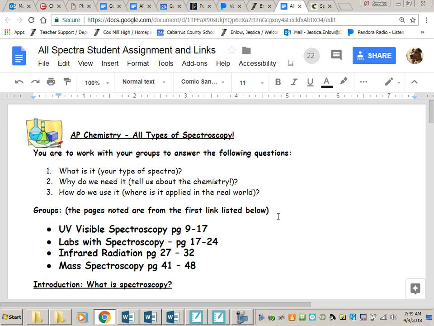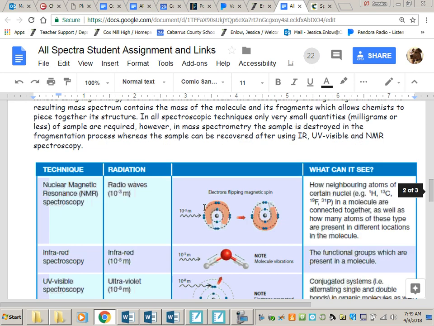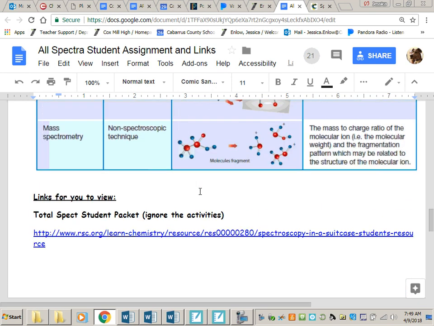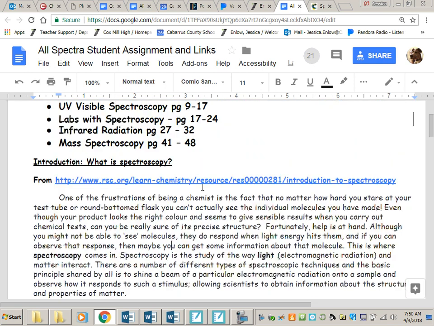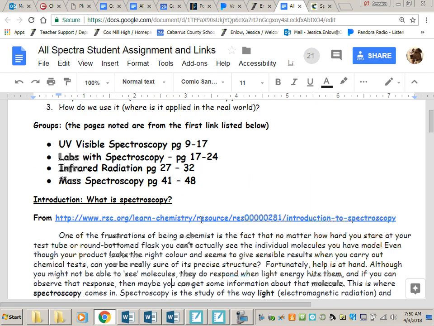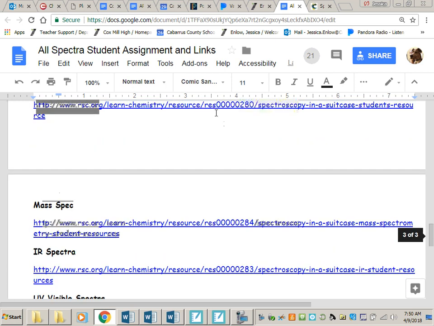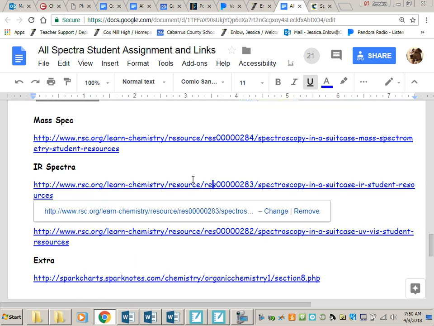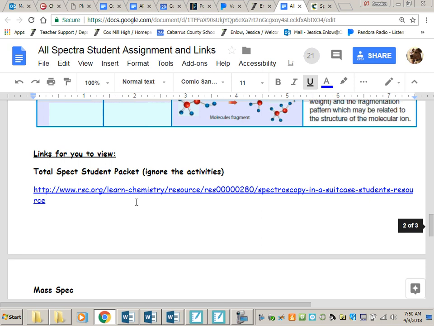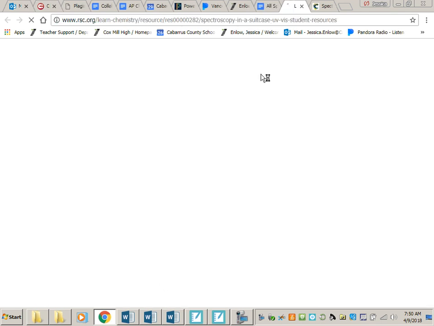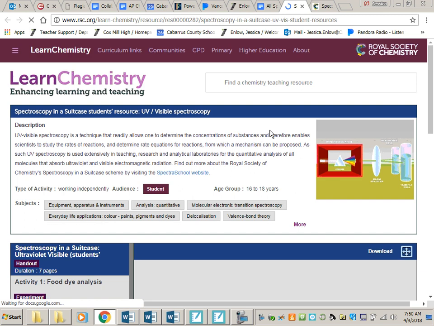That will give you an opportunity to utilize some of the images that are provided to you in this link. This one is the entire packet, but I've hyperlinked the shorter versions up here. Or no, that's just the intro, my bad. But there are some really good resources. If you're UV, for example, there are some really good resources here.